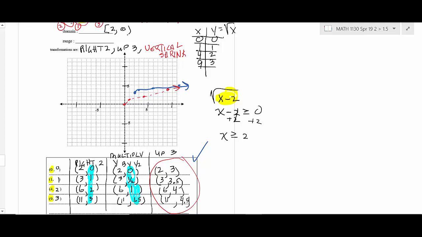Now the range, you just want to look at the graph we did. What is the lowest value y ever hit on my final graph? 3. So it's 3 and bigger. When you're doing the range, you need to look at the graph to figure that out. So the range would just be bracket 3, comma, infinity, like that. Okay, that's it. Any questions? Everybody following what I did there?